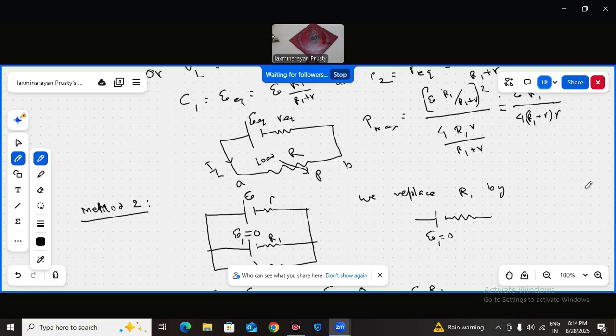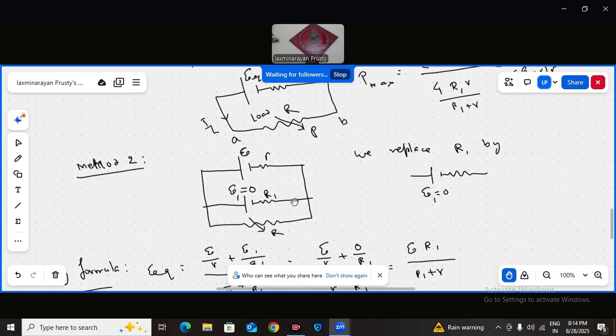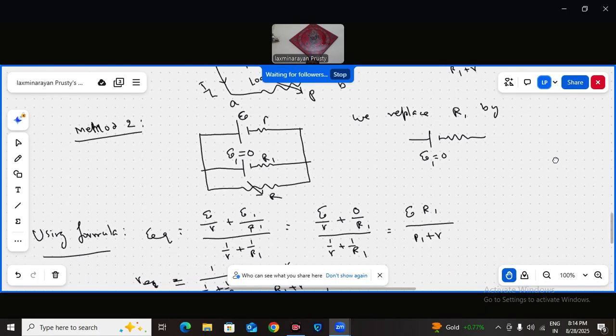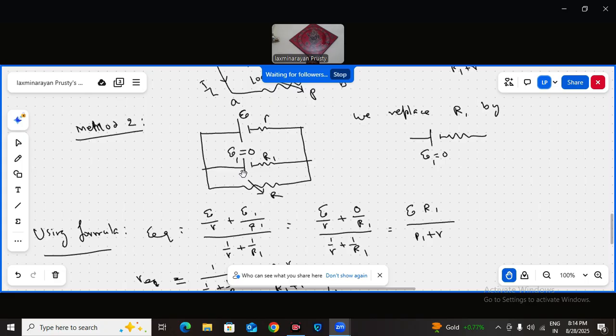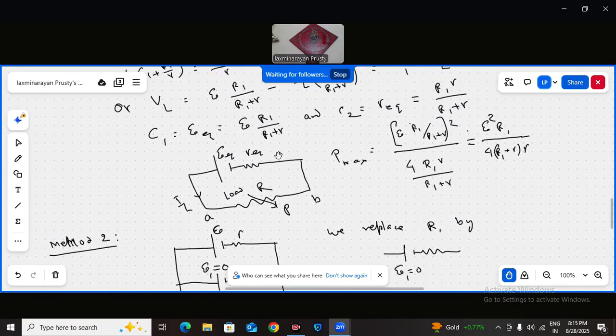Second method is very simple, much simpler than that. This R1, which was connected across R without any EMF source, I write it like this, with 0 EMF and R1 internal resistance. So these two are in parallel. So now we can write the equivalent cell of the parallel combination: (E by R plus 0 by R1) divided by (1 by R plus 1 by R1). I get this. Is it the same as this one? Yes.